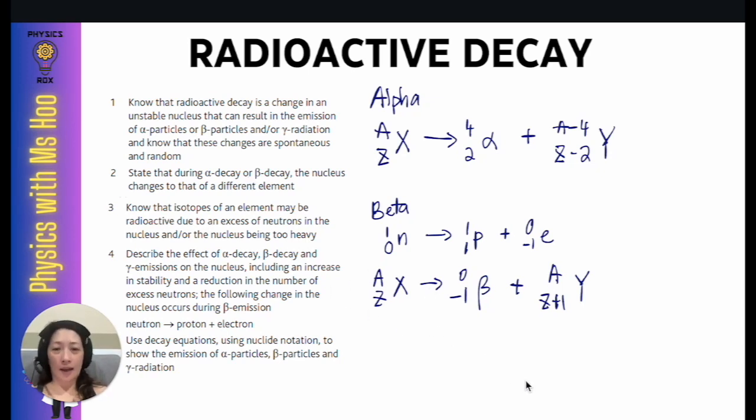There is no decay equation for gamma because gamma does not involve any changes in the number of protons or neutrons in the nucleus. It's just an electromagnetic wave. So that's why there is no gamma decay equation. You only need to learn to write the alpha and beta. Now remember that gamma typically accompanies alpha or beta. So if there were any gamma emission, we would just add gamma to the end of the equation. If there was also gamma emission, you just write here plus gamma, like this, if there were.